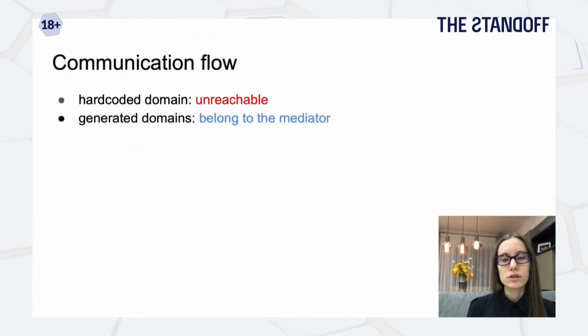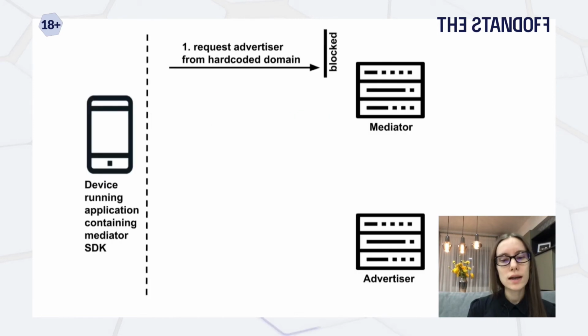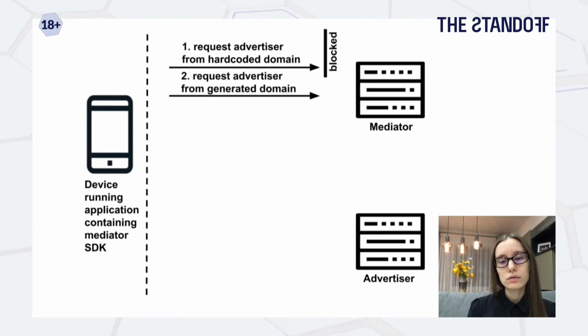In the case in which the hard-coded domain is not reachable and the generated domain belongs to the mediator, the workflow is only slightly different. What happens is that the device tries to reach the hard-coded domain. Since it can't, it tries to connect to the generated domain.